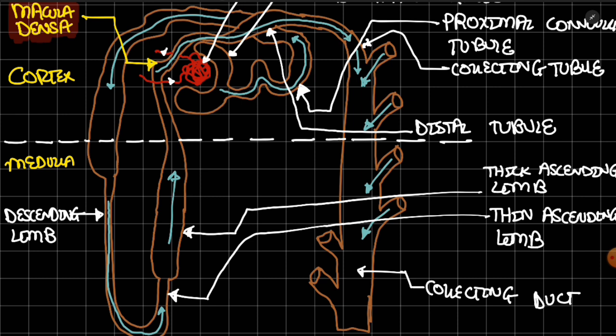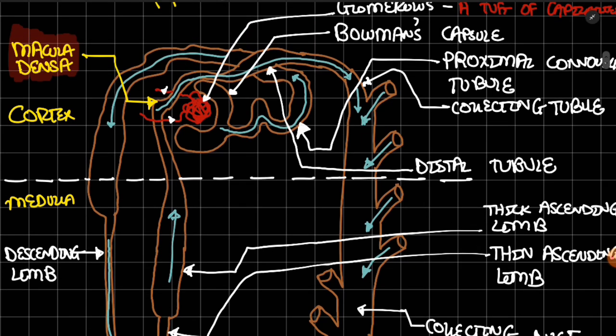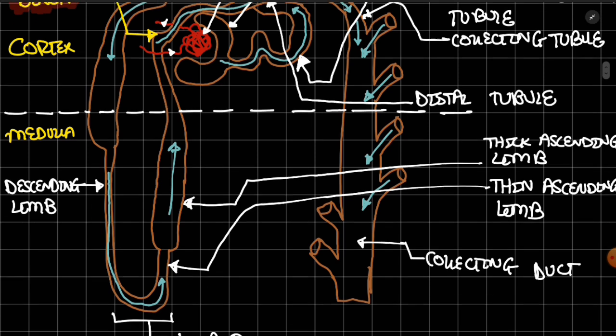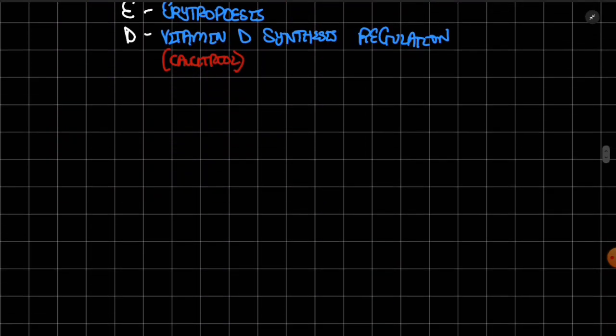While in the case of the PCT, it reabsorbs the solutes, it reabsorbs water, it reabsorbs glucose, it also secretes some other things like the waste products. The DCT does not do reabsorption quite often, but if it is required, the DCT performs reabsorption. Okay, so these functions we know. Then we will directly move on to the glomerular filtration rate.